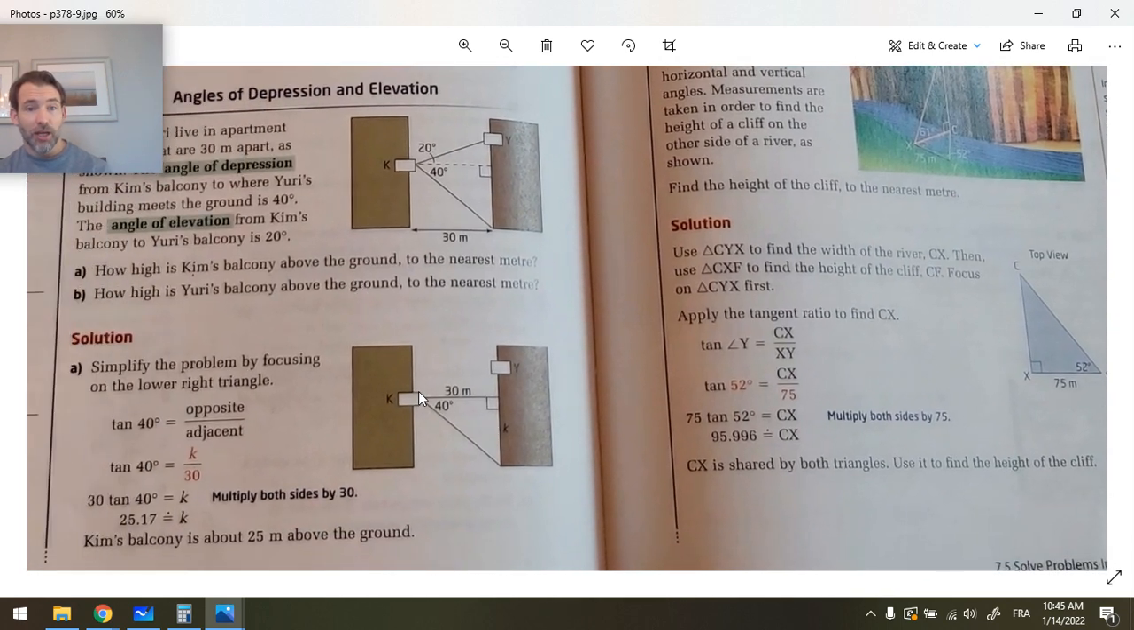Well, Kim is looking up at 20 degrees. So you might think, well, that's half, so maybe he's half that high. So that'd be another 12 and a half meters. And you would be wrong because that's not the way triangles quite work. So let's take a look.